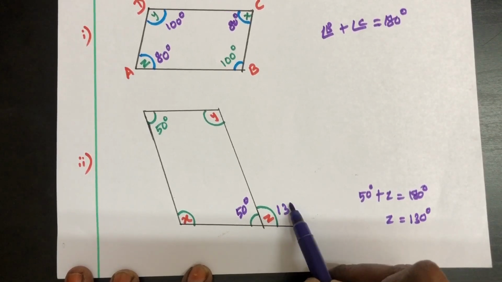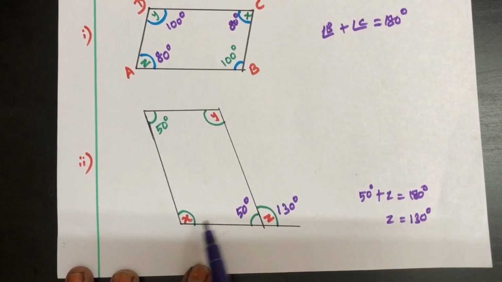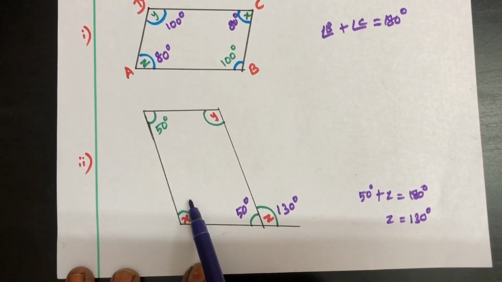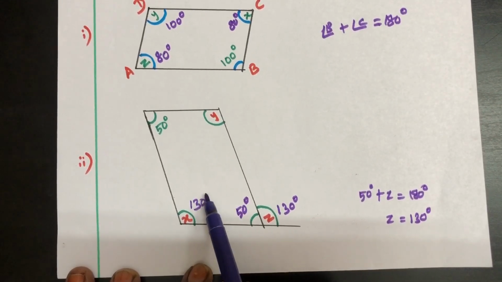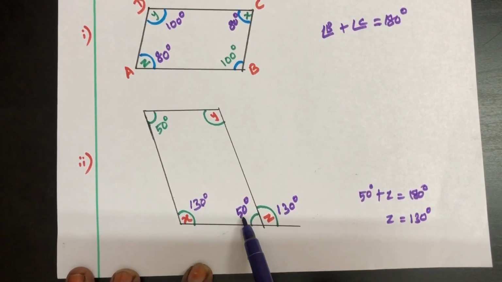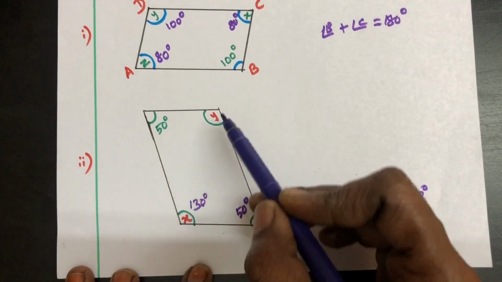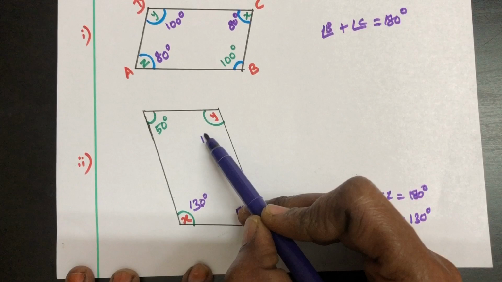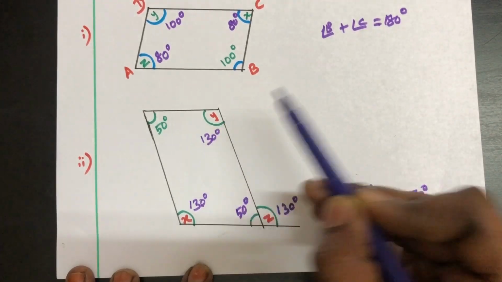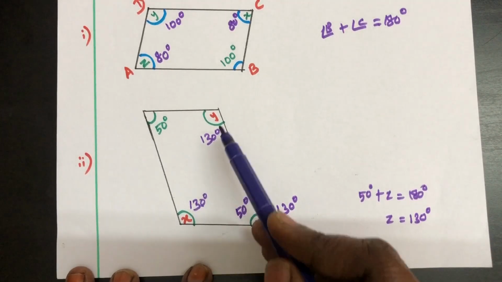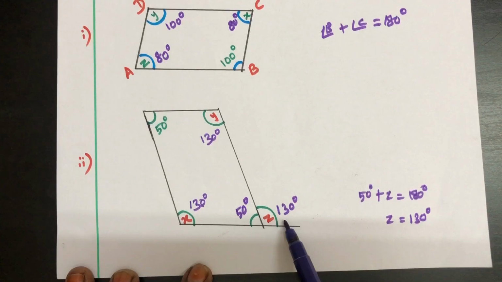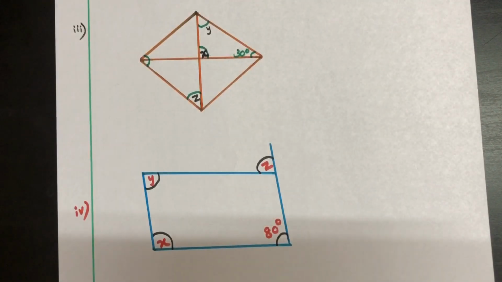This is 130 degree. Also, the addition of these two angles must give you 180 degree. 130 plus 50 degree is equal to 180 degree. If this is 130, opposite angle is also equal. This is 130 degree. So, X equal to 130, Y equal to 130 degree and Z equal to 130 degree.